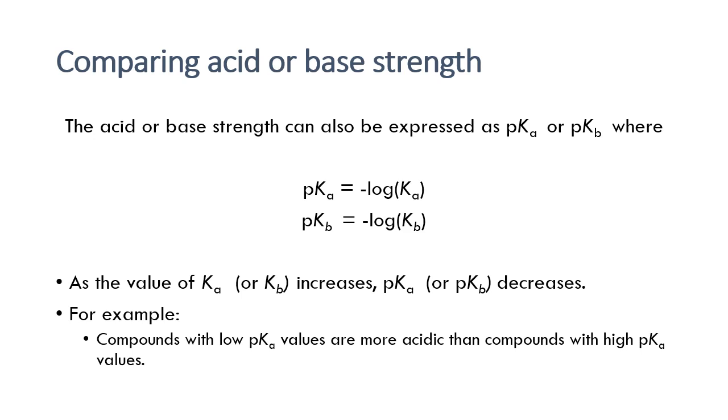So for example, if we are comparing compounds, one with low pKa values to one with high pKa values, the compound with a lower pKa value would be more acidic because a low pKa value suggests a higher Ka value. So it would be more acidic than a compound with a higher pKa value.